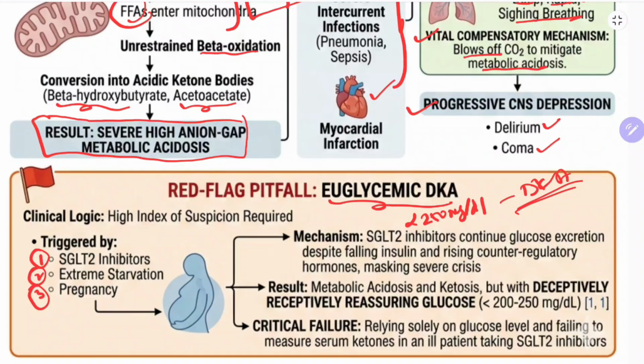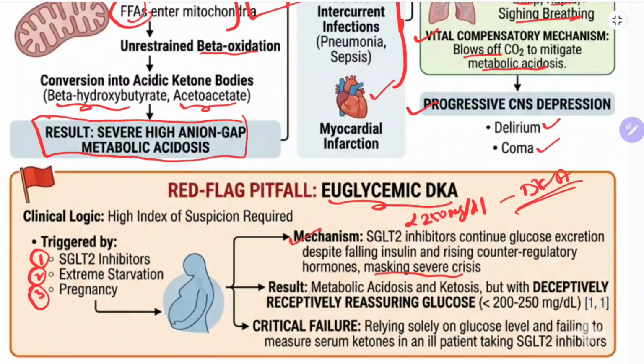So three conditions in which we should have a high index of suspicion, although the patient is having a low plasma glucose. That is, patient who is on SGLT2 inhibitors. Nowadays these SGLT2 inhibitors are very commonly used. And second is patient who is on extreme starvation. And number three, the patient who is pregnant. So SGLT2 inhibitors continue glucose excretion despite falling insulin and rising counter-regulatory hormones. So that will mask the crisis.